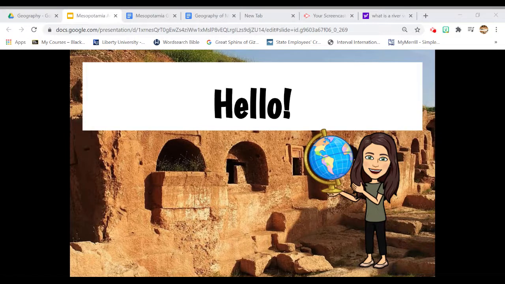Today we're going to continue talking about the map of Mesopotamia. We're going to look at how the features that we located on the map affect the people that began to live there. All right, so let's get started.